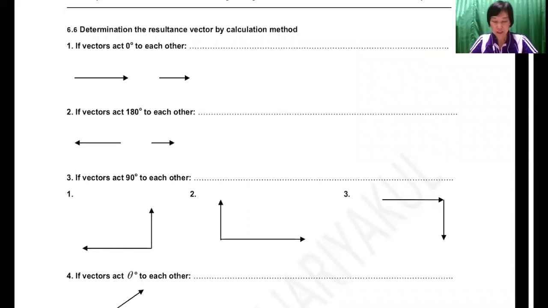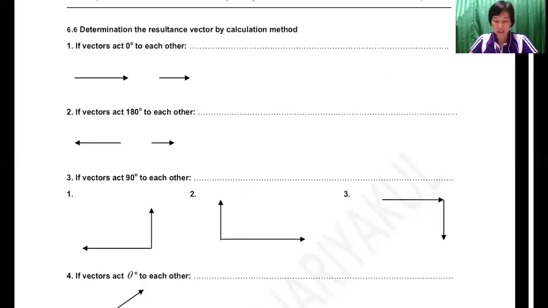I think that this is the last topic in this chapter. Okay, the last topic is about how to determine the resultant vector by calculation method. In this topic, I will separate the calculation method into 4 cases so that it's easier for you to understand.